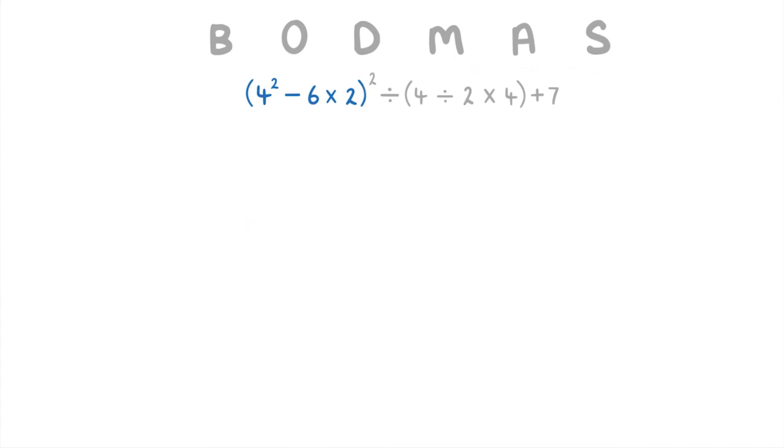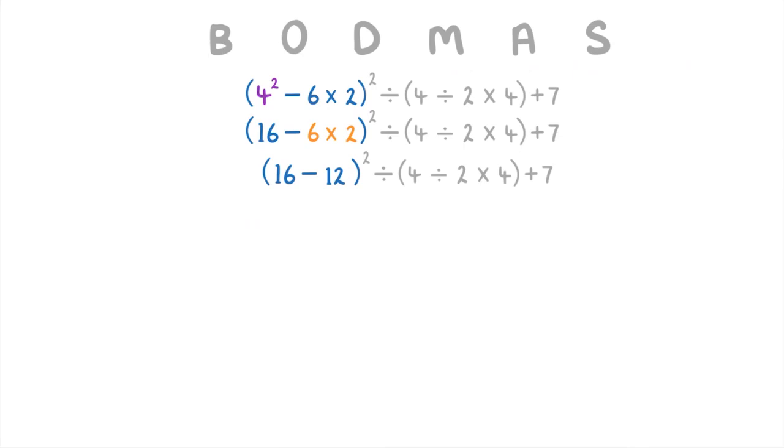Within the bracket, the first thing we have to do is the order of 2 on the 4. So 4 squared, which is 16, giving us 16 minus 6 times 2 inside the bracket. There isn't any division in the bracket, so the next thing we do is the multiplication, 6 times 2, which is 12. And then the only thing left is the subtraction. So 16 minus 12, which gives us 4.